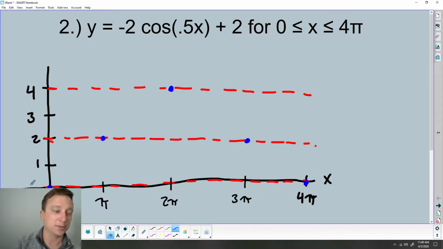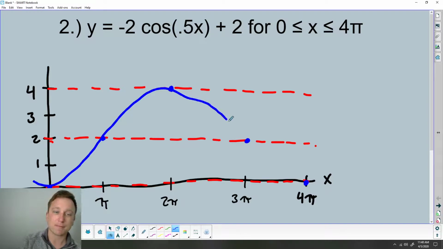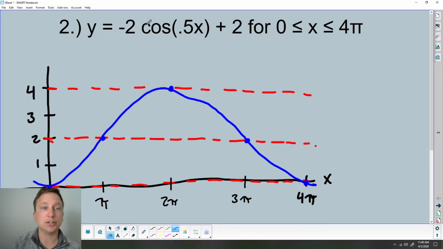So now fitting a smooth curve onto this, or as best we can. There we have it. So there's our graph of -2 cosine 0.5x plus 2.